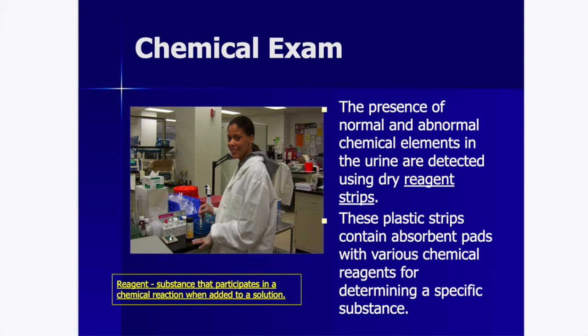For the chemical exam, that's going to look at the presence of both normal and abnormal chemical elements in the urine, and they're going to be detected using a dry reagent strip. Those are plastic strips that have absorbent pads on them to absorb the urine sample, and then chemical reactions happen in that urine sample or on the strip to allow you to figure out specific substances that would be found in the urine. And just a note down here, a reagent is a substance that is going to be part of a chemical reaction when it's added to a solution. So that will react with the little pads, and you'll see in a minute what the strips would look like.